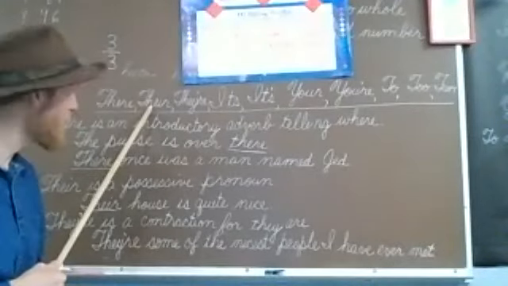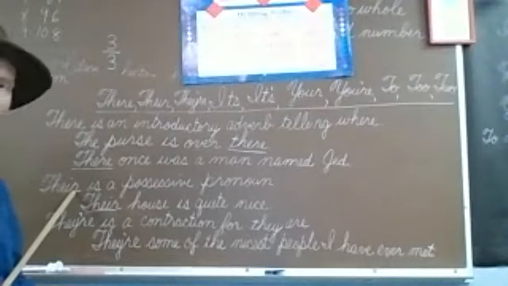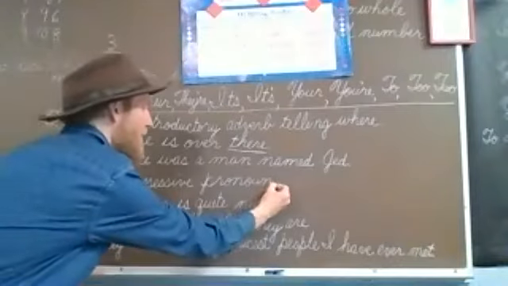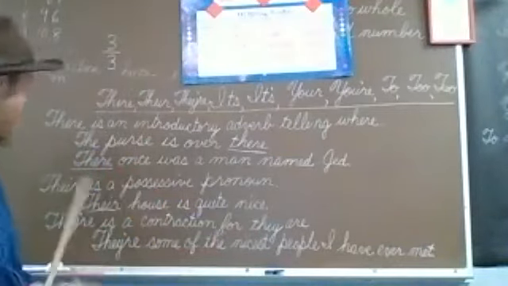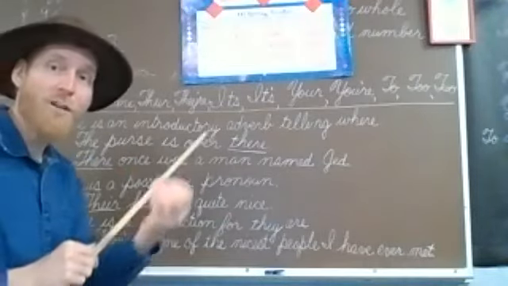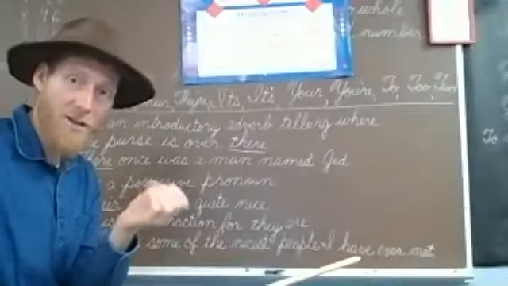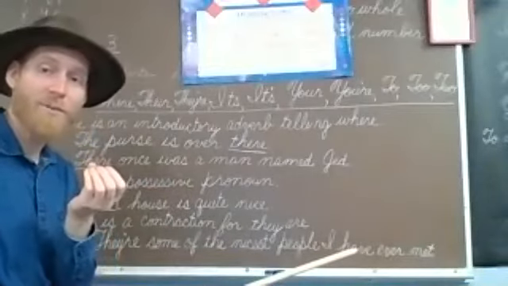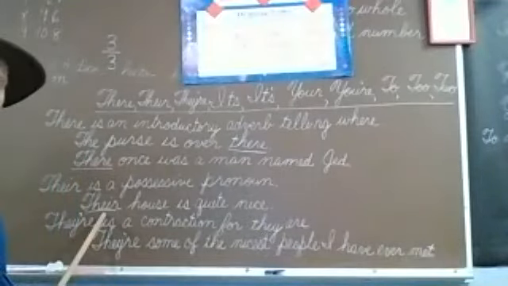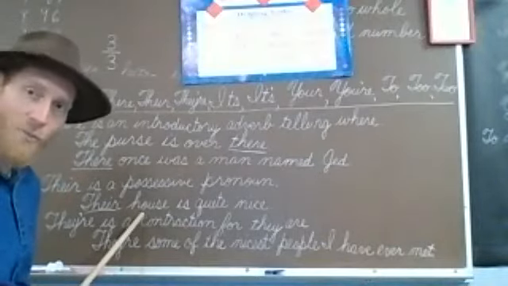T-H-E-I-R, there. Let's look at that one. All right. T-H-E-I-R, there. This there is a possessive pronoun. I want to make sure I put a period at the end of that sentence, since that is a sentence. There is a possessive pronoun. When we say possessive, it shows ownership. Their house, their car, their dog, right? It shows ownership, right? It was theirs. Their house is quite nice. Their house is quite nice.